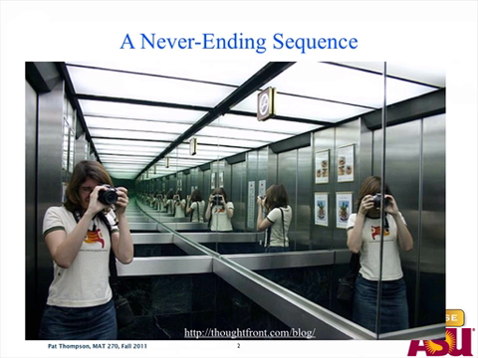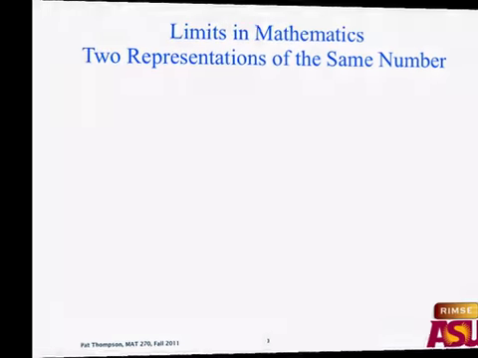Okay, as the light reflects, it can reflect forever. So if there was enough light and the mirrors were perfectly parallel, it would be never-ending, right? So there's a little bit not quite parallel, and we run out of light for that distance. But this is the idea of a never-ending sequence, and this is the idea of limit.